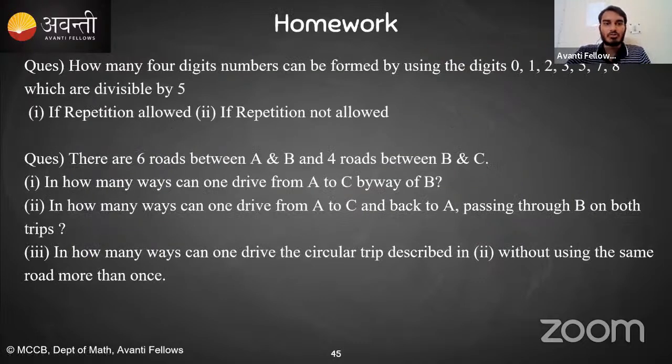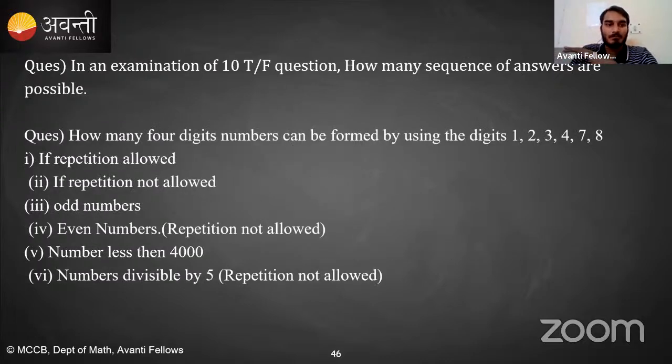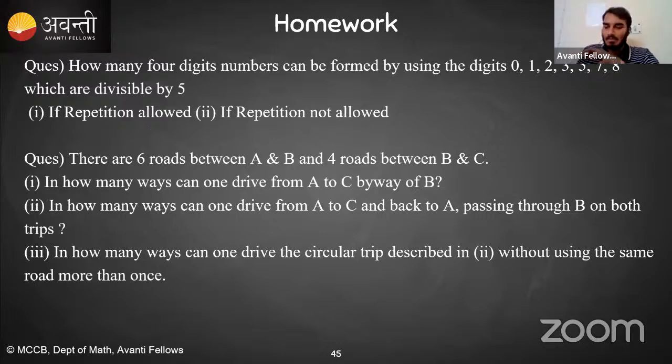Make sure to solve these questions. These are very important questions. In the next class we'll start with the solution of these questions and then we'll start with permutation.